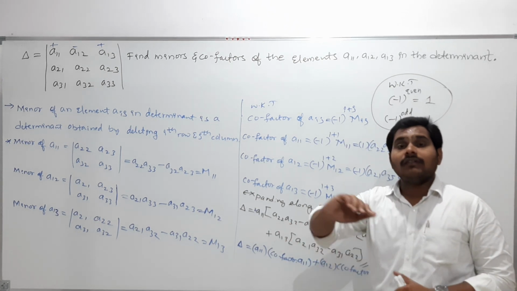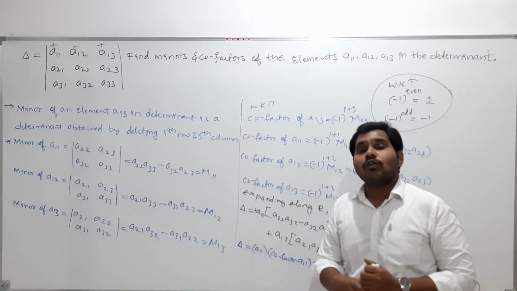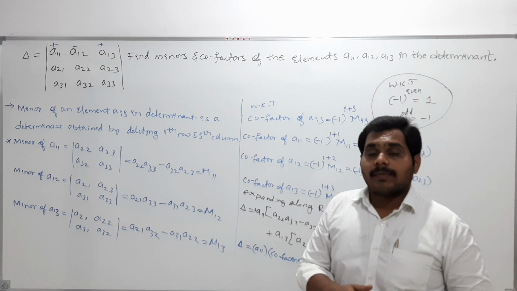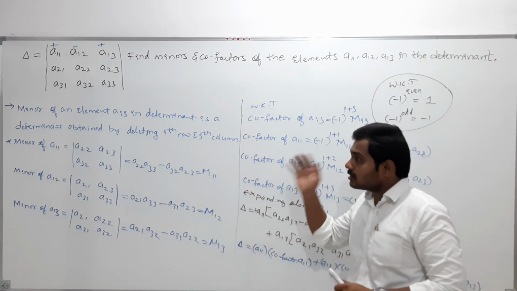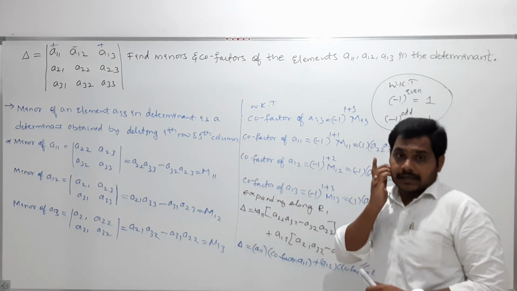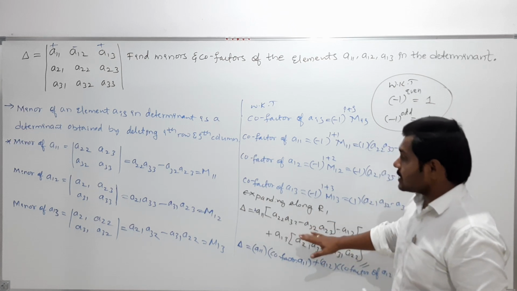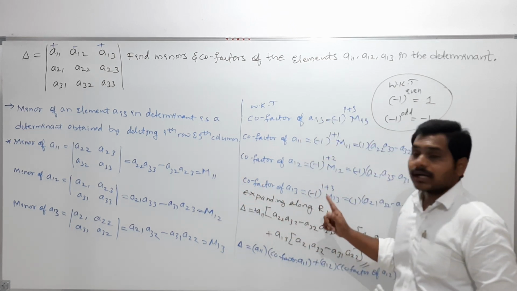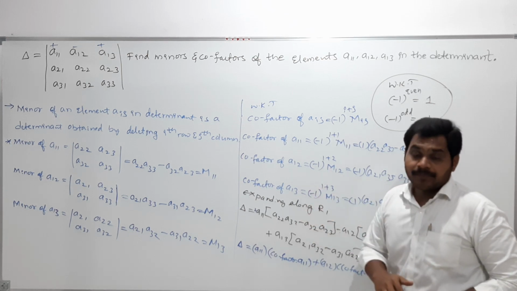And next we will use this concept, minors and cofactors, while calculating the adjoint or inverse of a matrix. In such cases we are going to use the minor and cofactor concept. Please remember, my students, up to here I showed how to calculate the cofactor and minor.